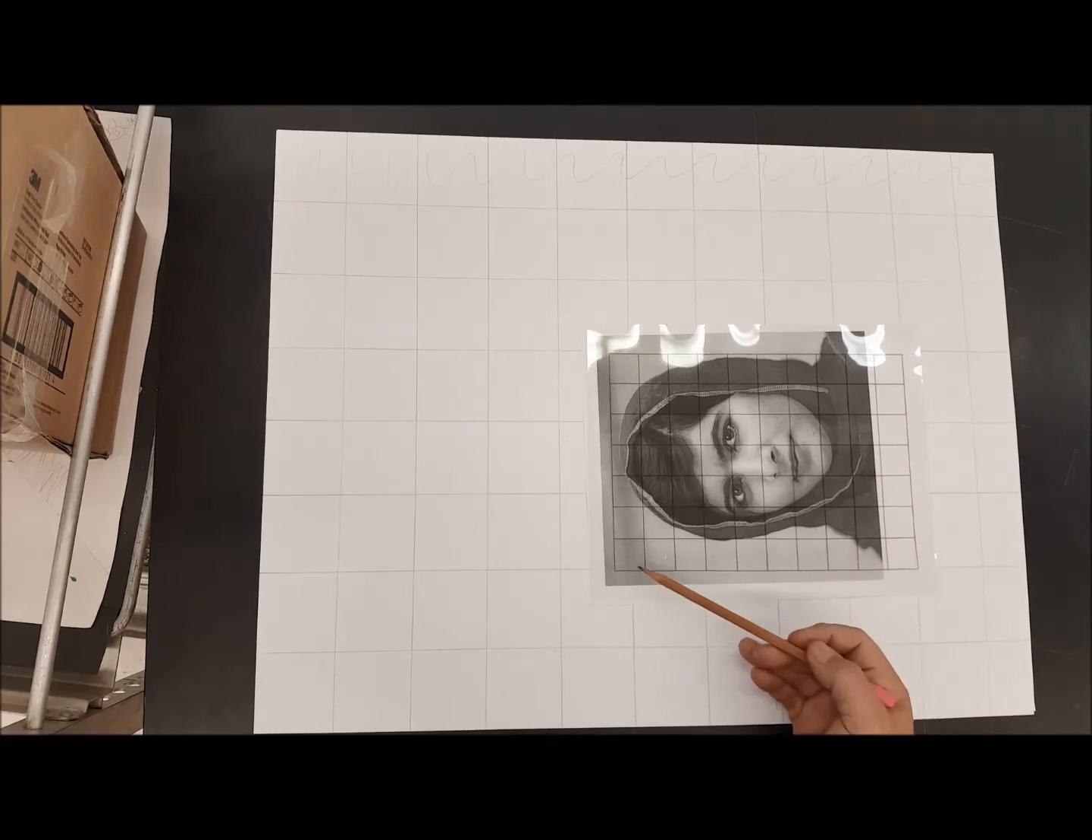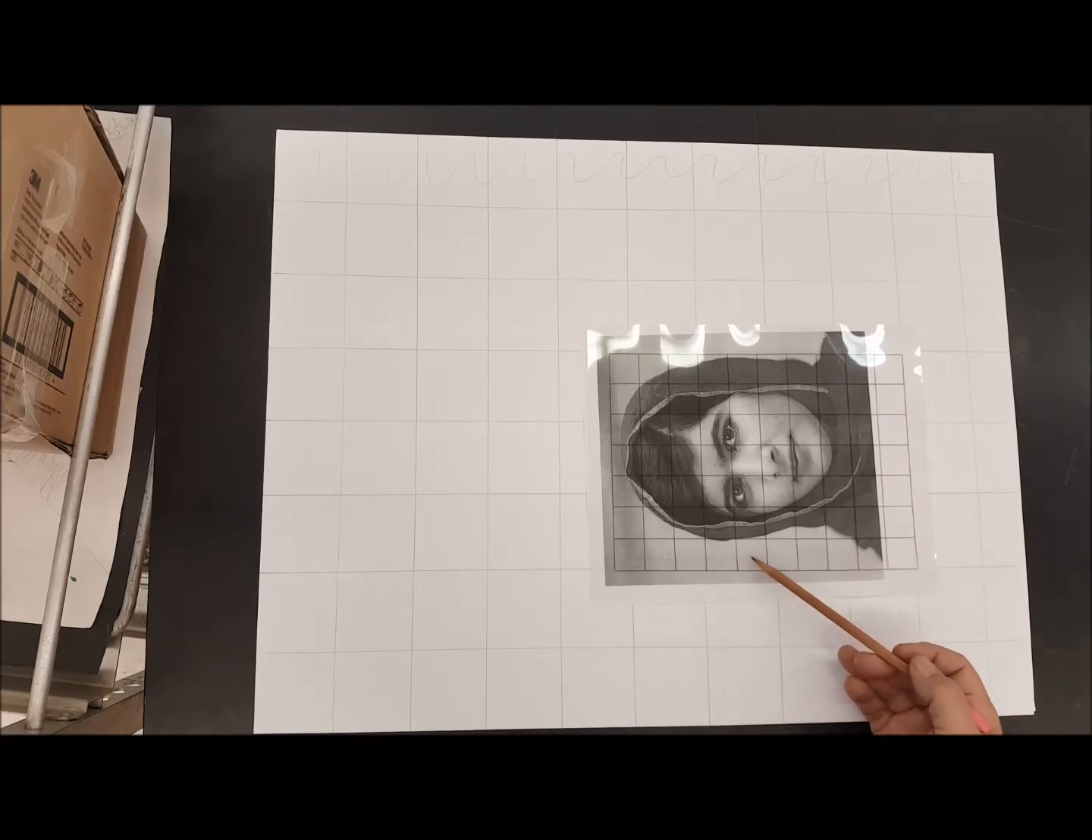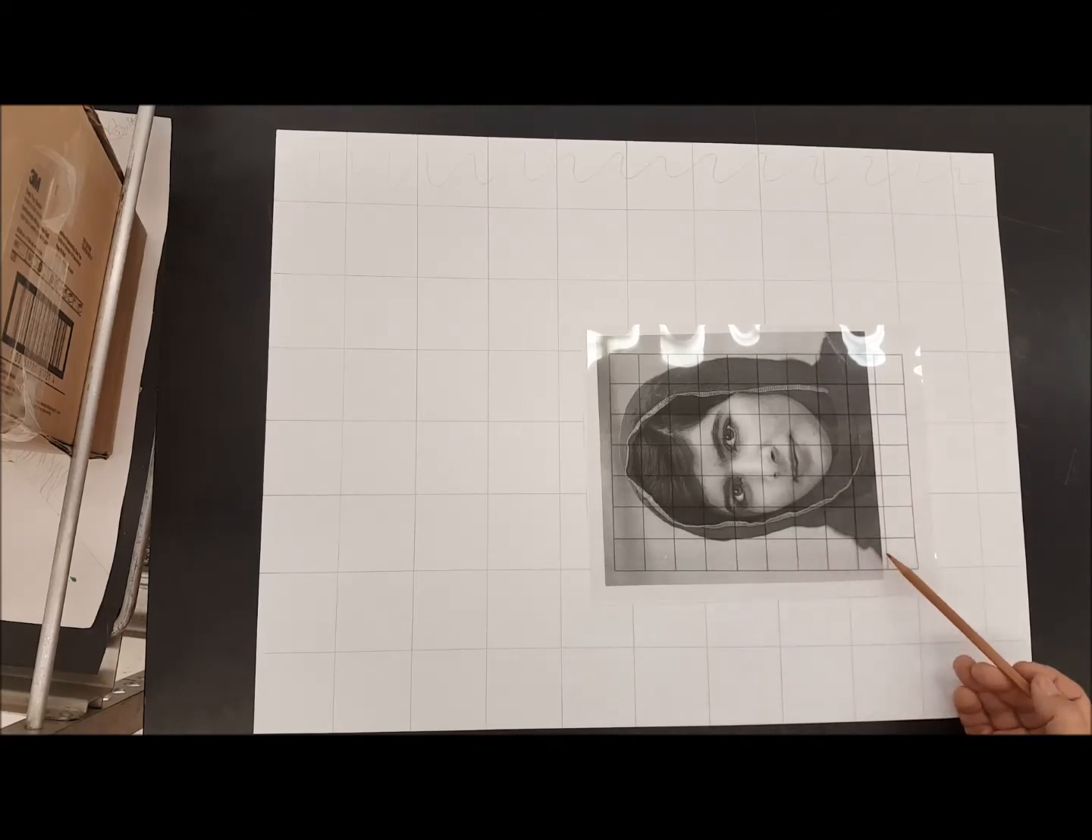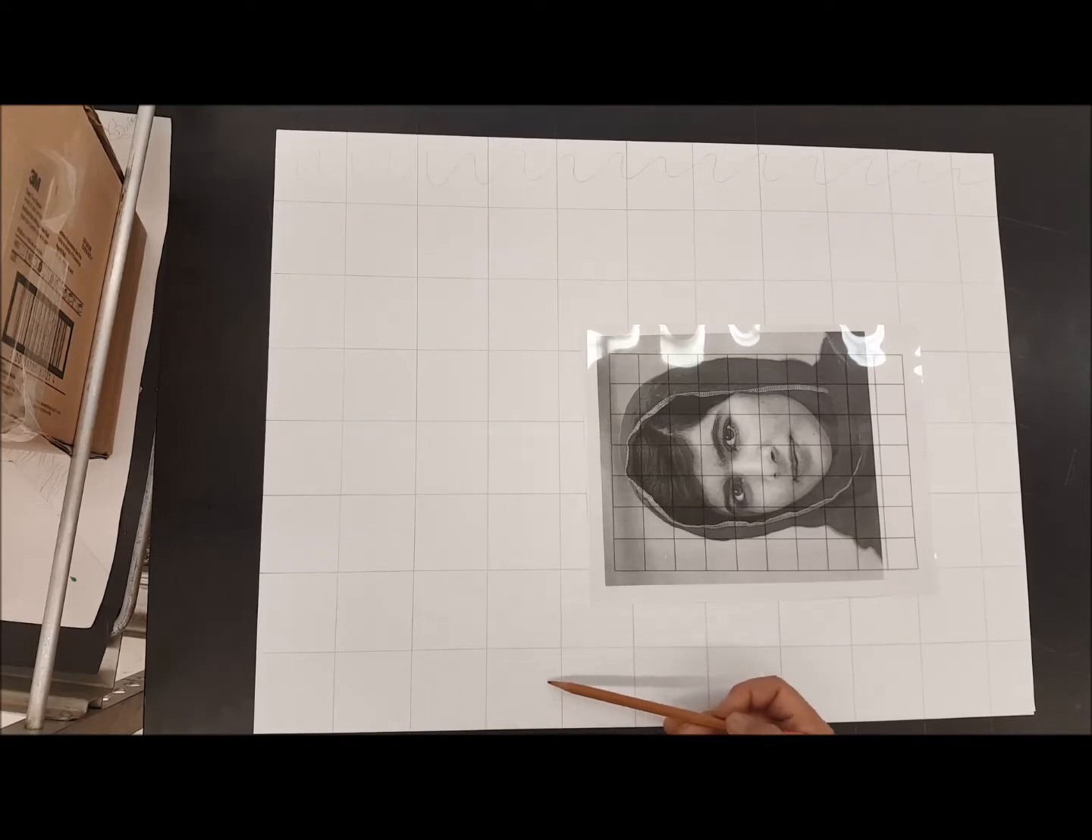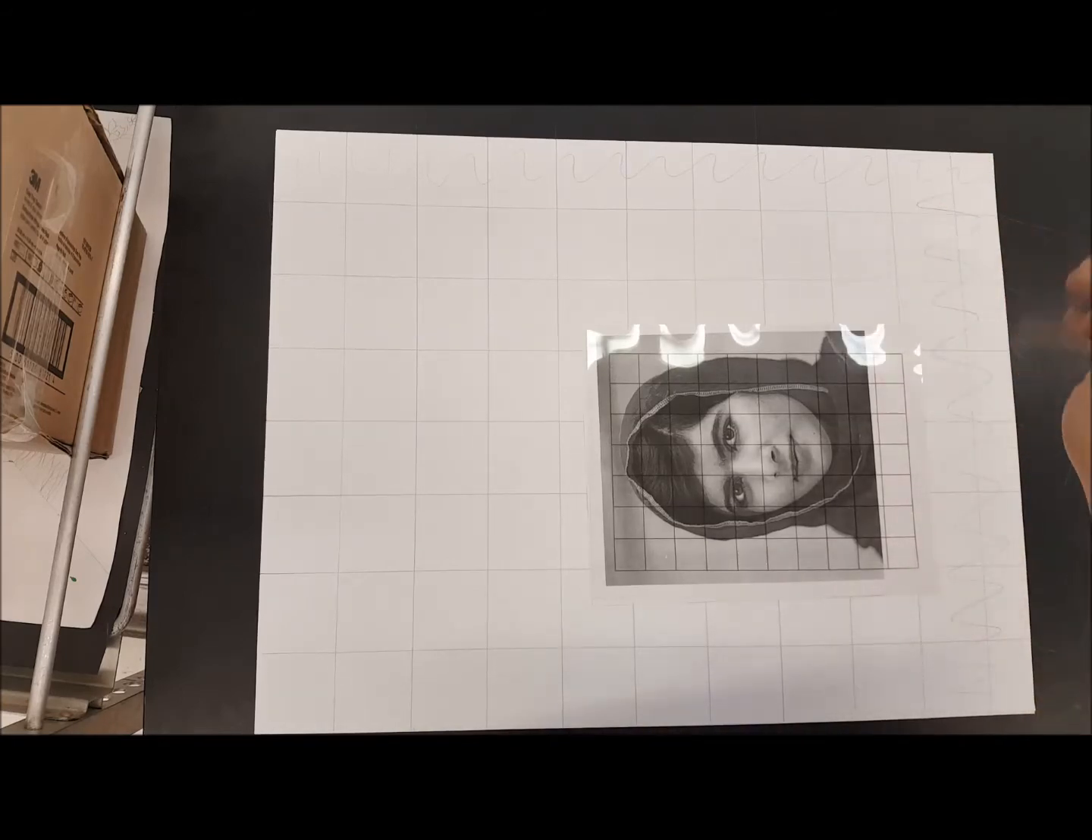Then we look at the height of the image. 1, 2, 3, 4, 5, 6, 7, 8, 9. 10 is kind of missing, so I don't need to even worry about that. So I count on here. 1, 2, 3, 4, 5, 6, 7, 8, 9. So that means I can get rid of both of these rows at the bottom.